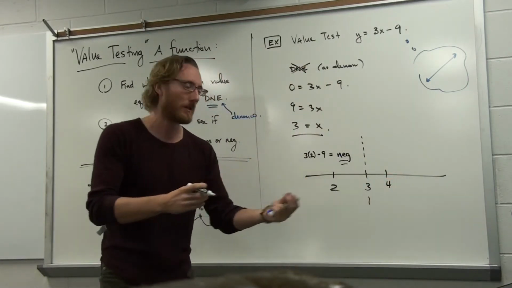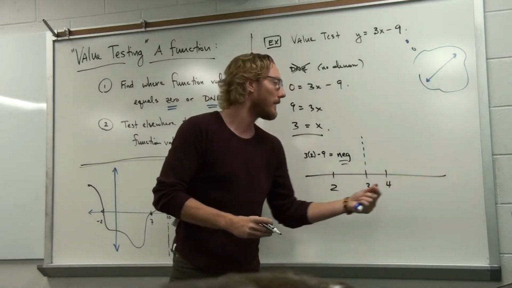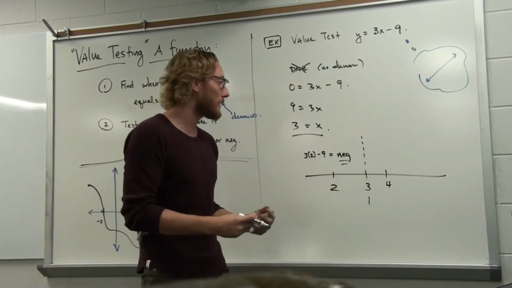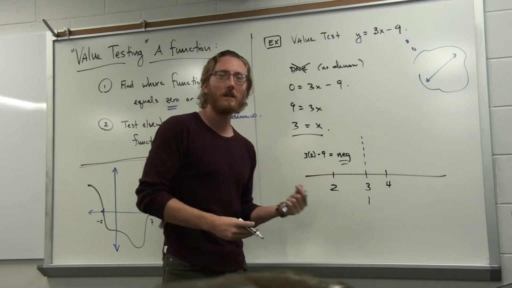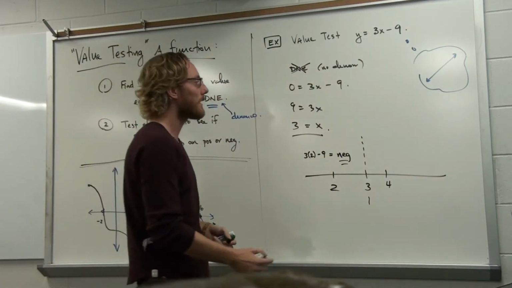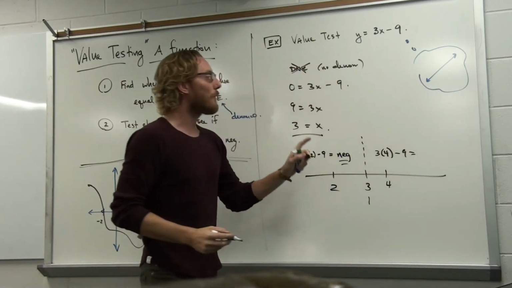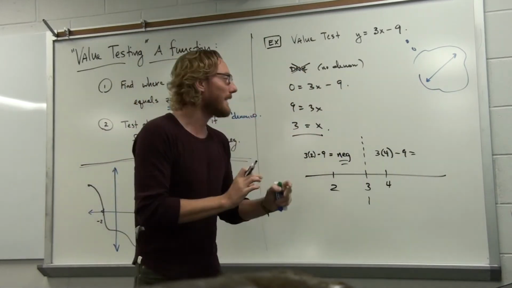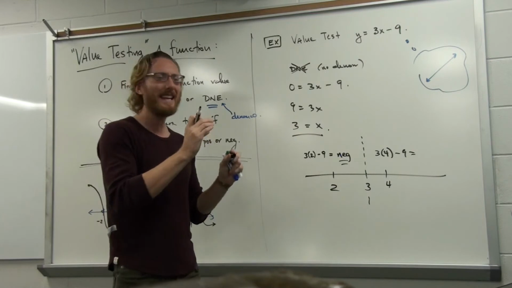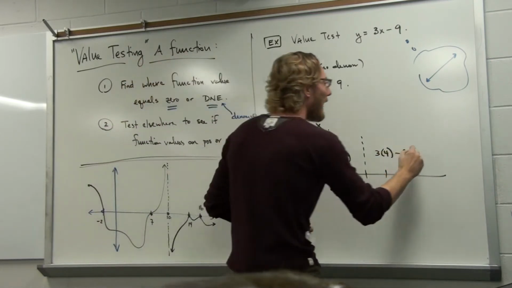I could pick any number to the right of 3. You could pick 5, 6, 7. You could even pick 3.1 if you wanted to. I'm just picking the smallest whole number to the right of 3 because that would be easiest to work with. And that would be what? 3 times 4 minus 9? And again, while you can see 12 minus 9 is 3, we really don't care that it is 3, we just care that it is positive.